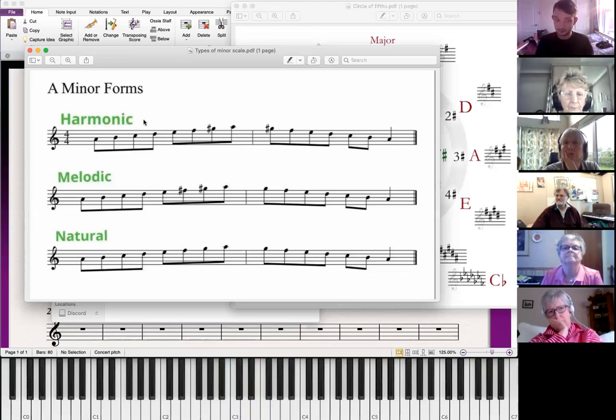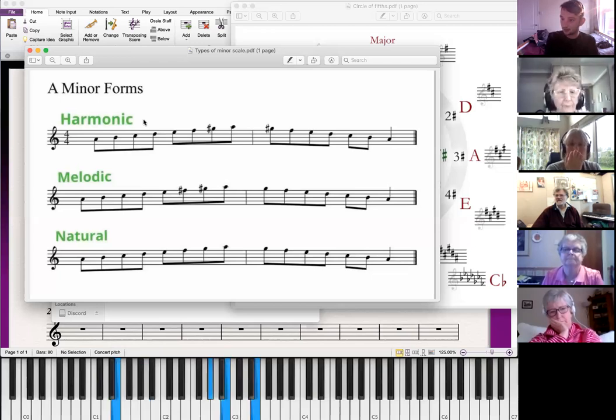And like I said before, the harmonic minor scale is called the harmonic minor scale because it's used in harmony. So in chords like, see the raised seventh there? So we've got an A minor chord, an E major chord, a G sharp in it. And it leads better from the G sharp to the A than it does with the G natural.